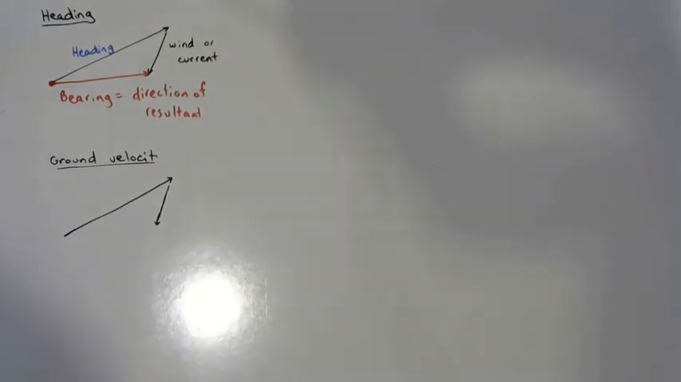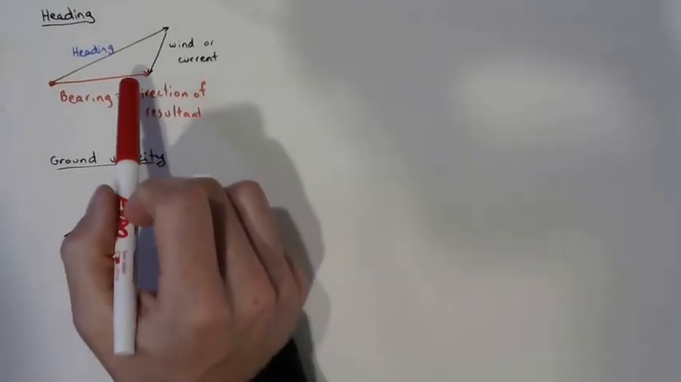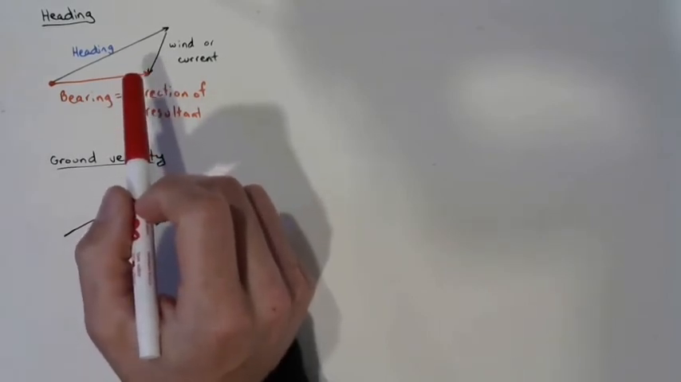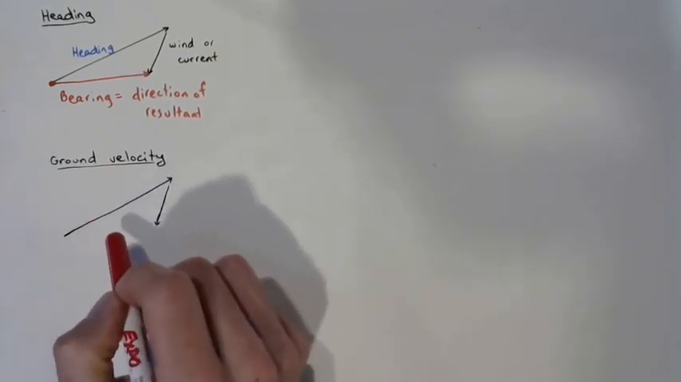Okay? I have a similar, hopefully pretty much identical diagram down here, because here we're talking about direction. Vectors have magnitude and direction. So here we're going to be talking about velocity.